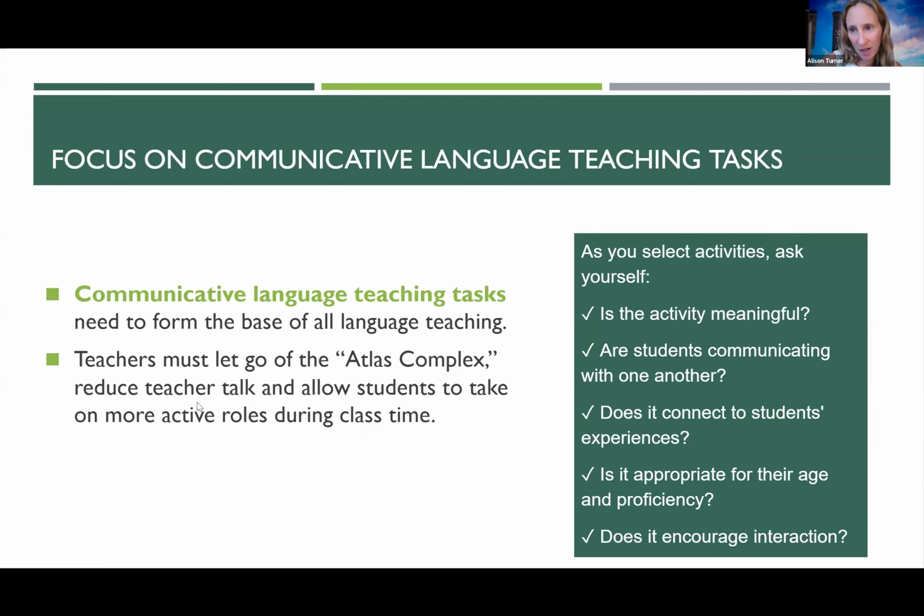So reducing teacher talk is your goal. And if you're observed and you are talking more than your students, absolutely your observer is going to say, there's something not right here. Your students are not talking more than you. Okay. Allow those students to take on a more active role during the class time. So as you choose your activities, you always have to ask yourself, is this activity meaningful? Are students communicating with one another? Does it connect with their home experiences? Is it appropriate for their age and proficiency? And does it encourage interaction?